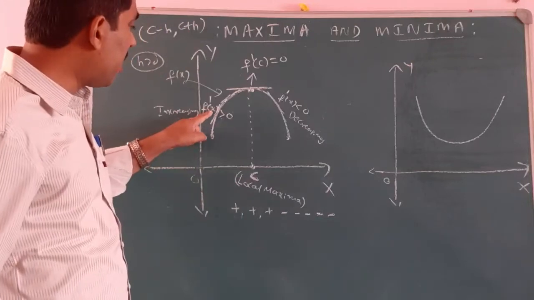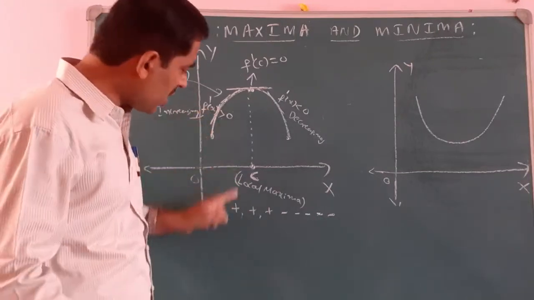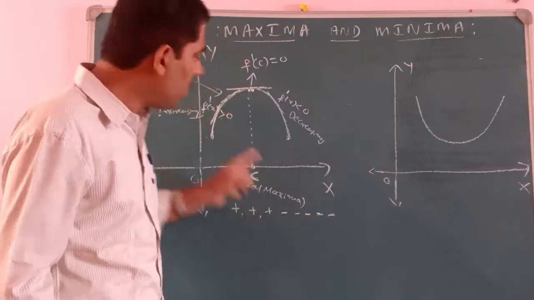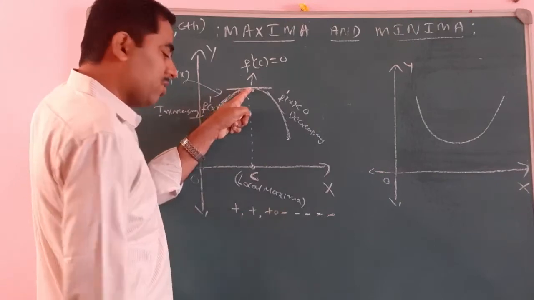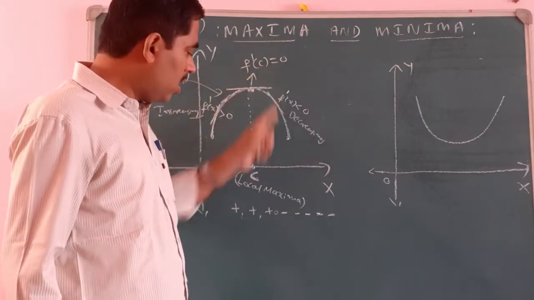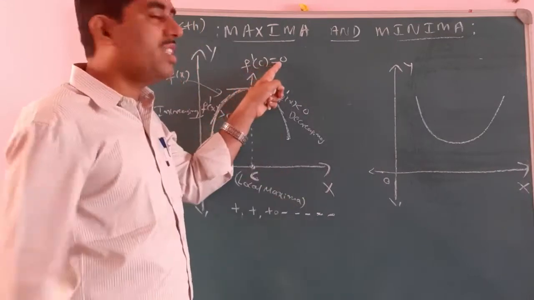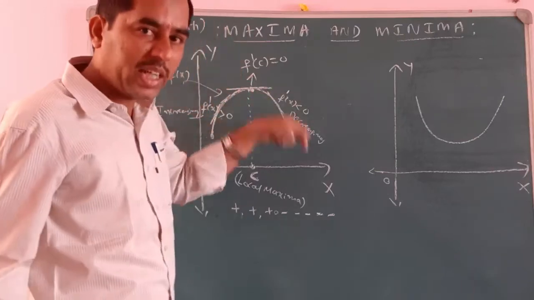The sign of the derivative changes from positive to negative. At some point it will be 0 here, so f dash c is equal to 0. The slope of the tangent at that point is 0. Then once again after crossing this it falls, which means it decreases.